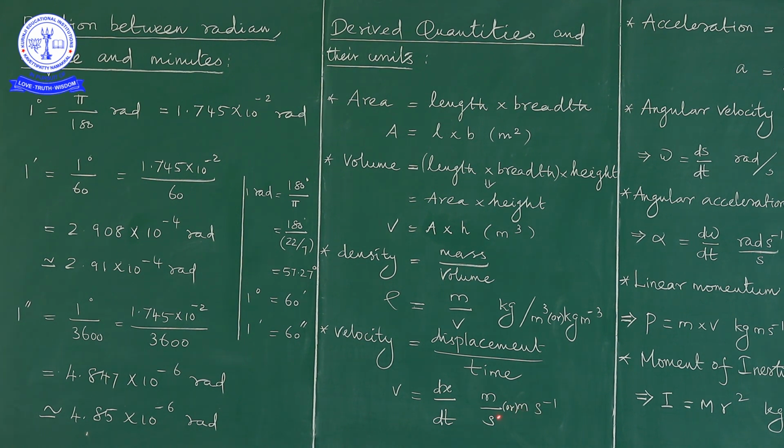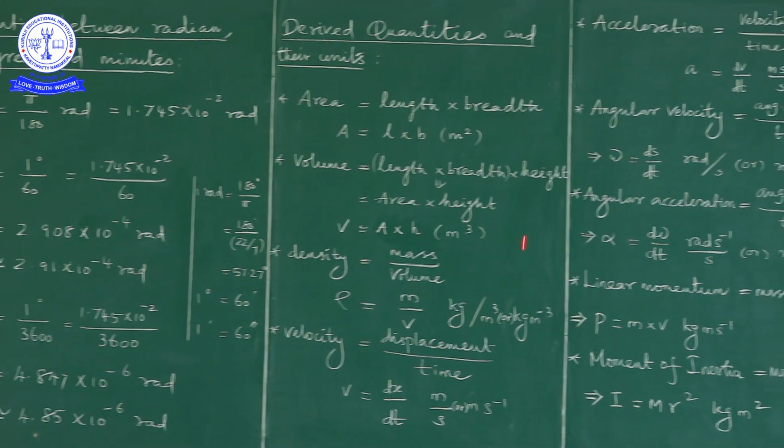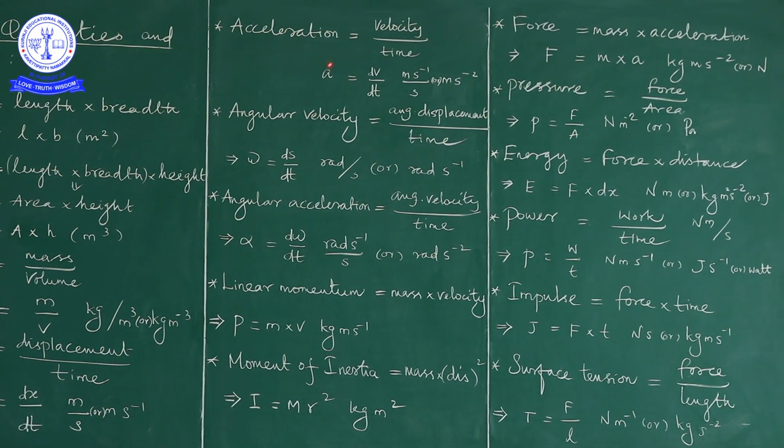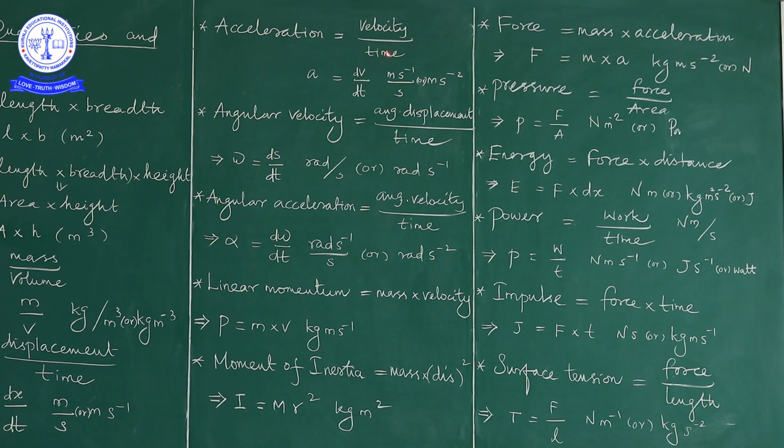If the second is present in the denominator, shifted to the numerator it becomes meter second power minus 1. Next we have to move to acceleration. We call it the acceleration of the body; it is the rate of change of velocity. Earlier we discussed velocity, which is the rate of change of displacement. So rate of change of displacement is nothing but velocity, and rate of change of velocity is nothing but acceleration.